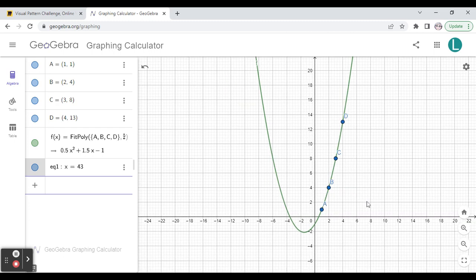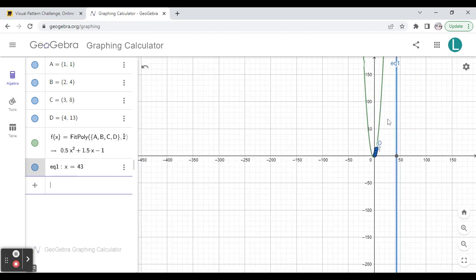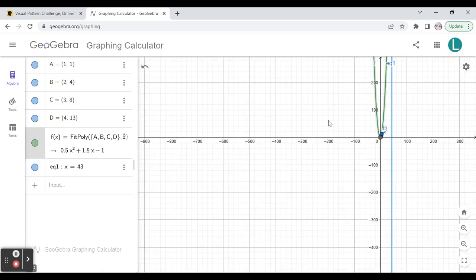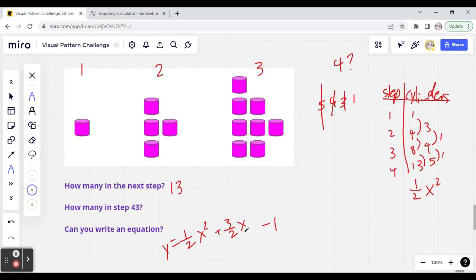So let me shrink this way down again. So there's x equals 43, and way up here somewhere, it's going to intersect with this function. So right there. Oh, and I don't even have to do the intersect. It did it for me. Wow. So if I typed in that command intersect f and eq1, it would have given me this, but I just had to look on the graph, and there's the point. So at 43, the y value is 988. What that means is when you plug in 43 into this equation, your answer is 988.